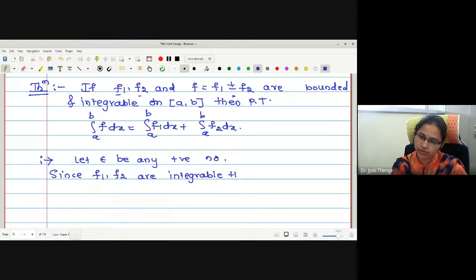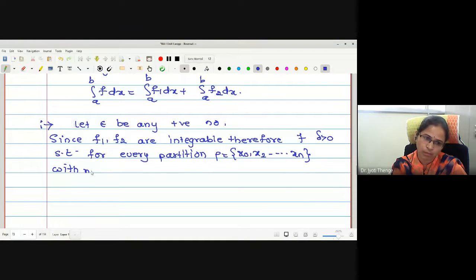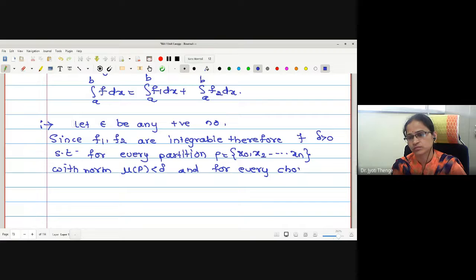Since f1, f2 are integrable, therefore there exists delta greater than 0 such that, first definition I am writing but in epsilon delta notation, such that for every partition P equal to, what is a partition we are writing in general, x0, x1 to xn with norm of P less than delta, and for every choice of points in the ith subinterval, we have what we have.